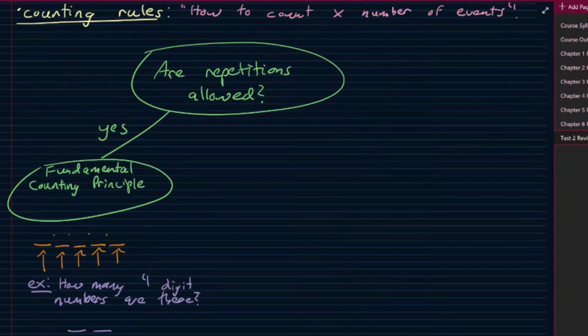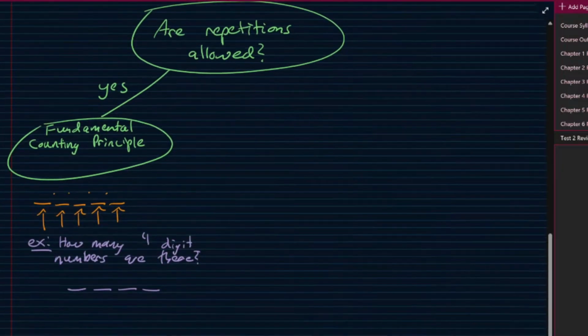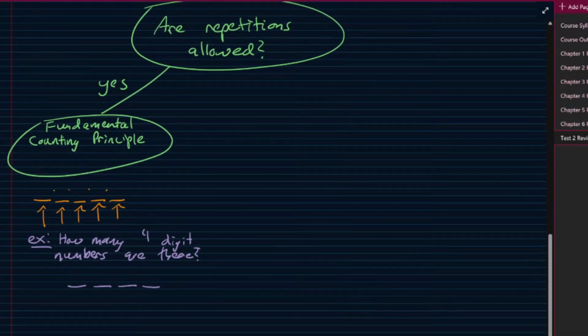Well, when we're counting the number of possible 4-digit numbers, there's 4 tasks, one for each digit. And then how many numbers can we put in each slot to make it a 4-digit number? Well, there's 9 that we can put here, namely 1 through 9, right? We can't put a 0 there because then it wouldn't be a 4-digit number. It would be at most a 3-digit number.